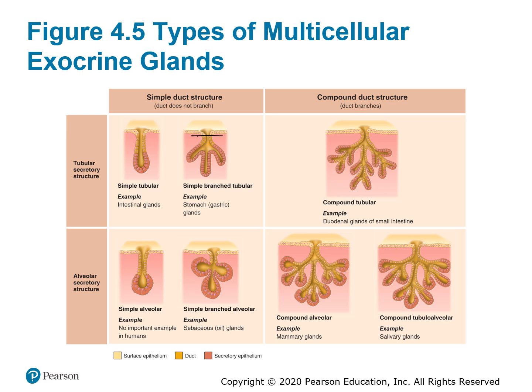In this one, the duct is not branched, but the tubular structure is. So in this case, we would name this one a simple branched tubular gland. Because it is simple, the duct did not branch, the tubes did. This one is just a regular simple tubular. It did not branch at all.